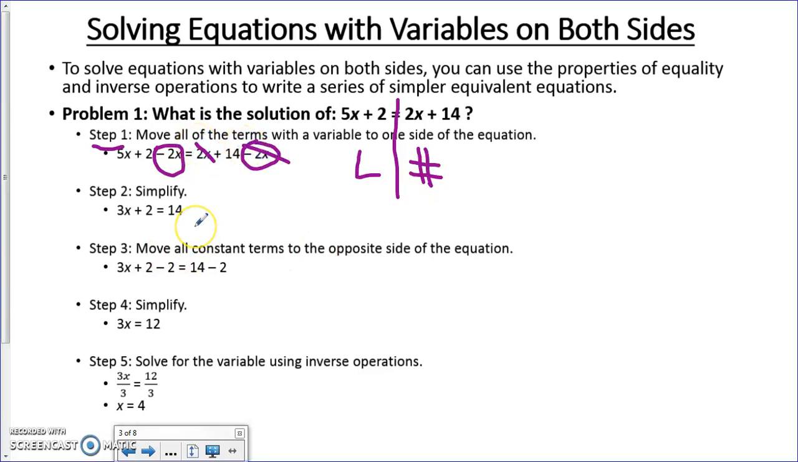Now this becomes a two-step problem. Subtract 2 from both sides, you're moving the numbers to the right. 3x equals 12. Simplify, solve for the variable using inverse operations. The opposite of multiplication is division. Divide both sides by 3 and you get x equals 4.